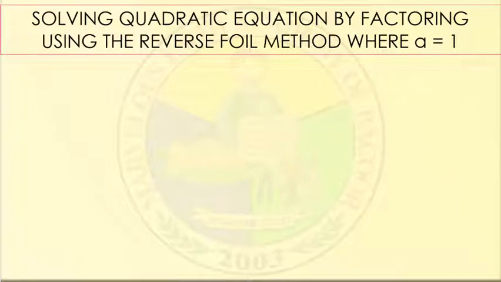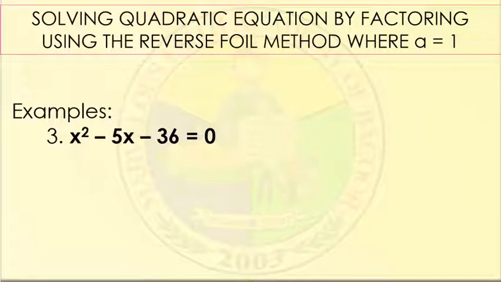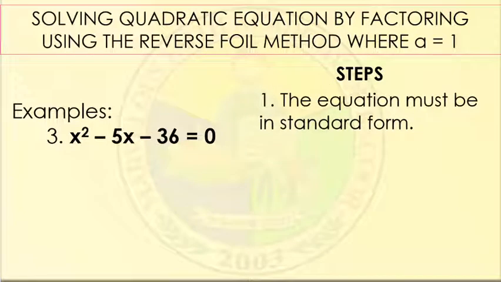Okay, so for our next example, we have x squared minus 5x minus 36 equals 0. Step number 1: the equation must be in standard form. Ang standard form natin ay ax squared plus bx plus c equals 0. Pero ang equation natin dito ay naka-standard form na. Meron tayong quadratic term, linear term, at constant term.